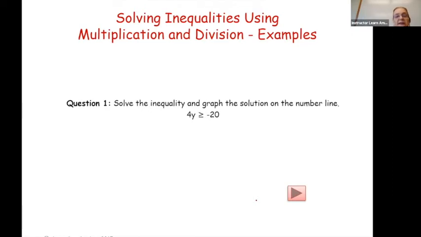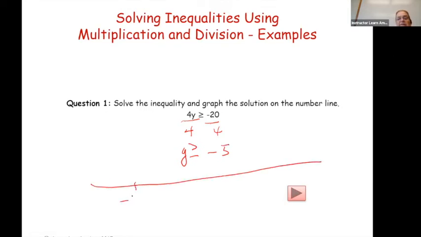So let's take a look at a few examples that involve solving inequalities using multiplication and division. All right, this one is pretty straightforward because we're going to divide both sides of the inequality by a positive number. Therefore, it's going to keep the order of the inequality. The 4's will divide out. We have y greater than or equal to negative 5. Remember the negative 5 is included. Greater than means we move to the right.